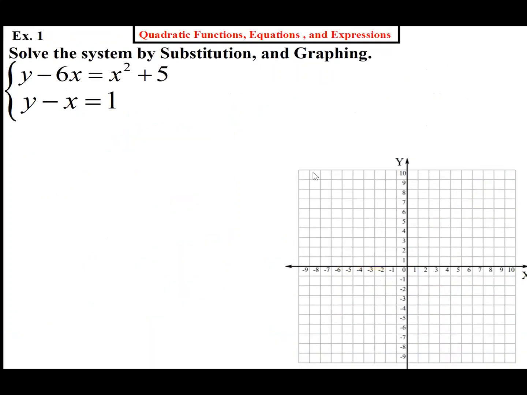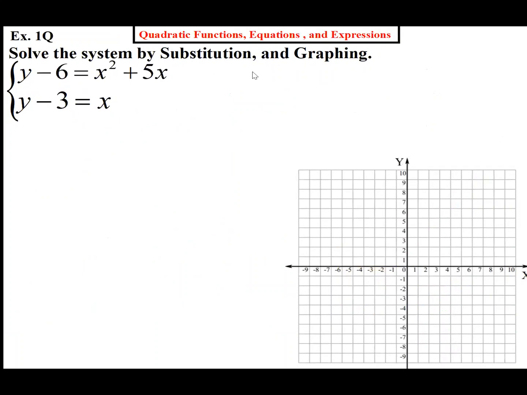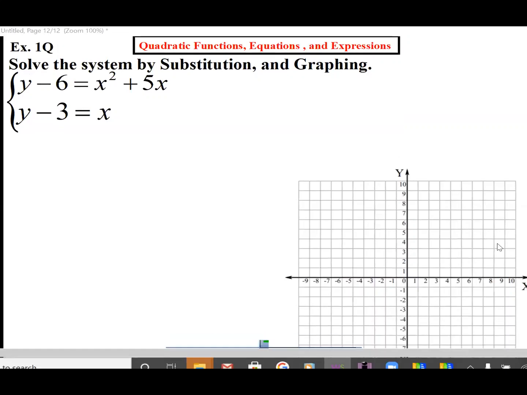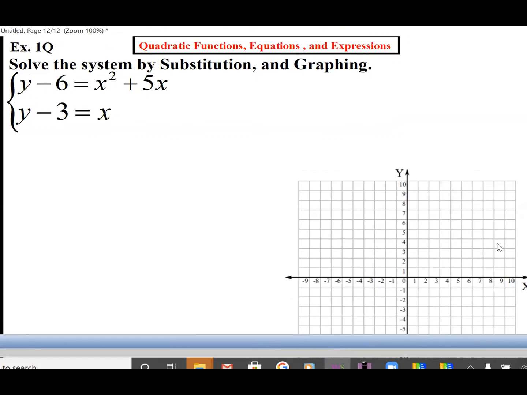Example 1Q, copy this one. Solve the system by substitution and graphing. The system: y minus 6 equals x squared plus 5x, and y minus 3 equals x. Copy that and go. I'll give you a head start for that, and then I'll come right after to see how you did. Ready, go. All right, let's see how we did. Some of you should be done with the substitution method, and you are probably starting to do your graph.